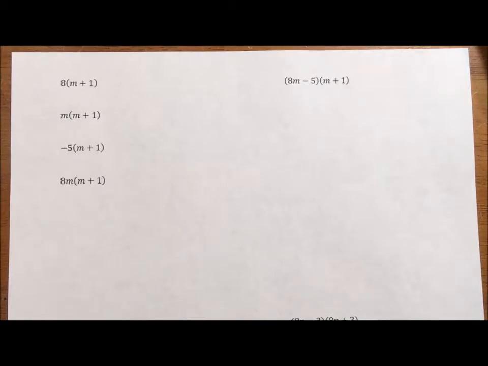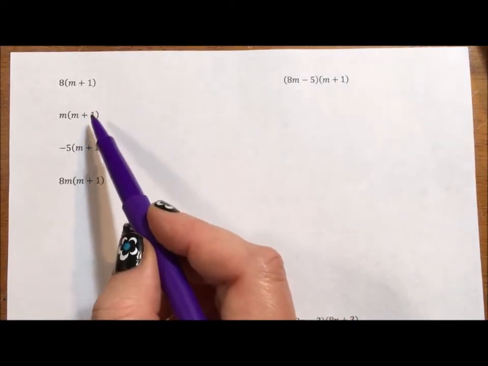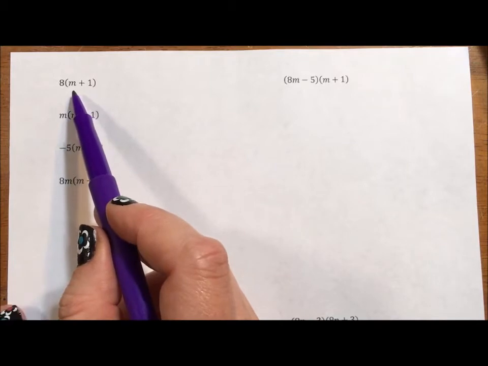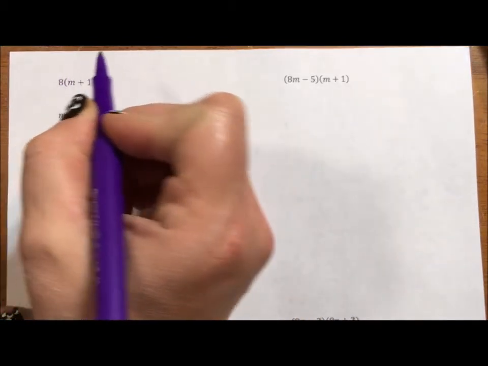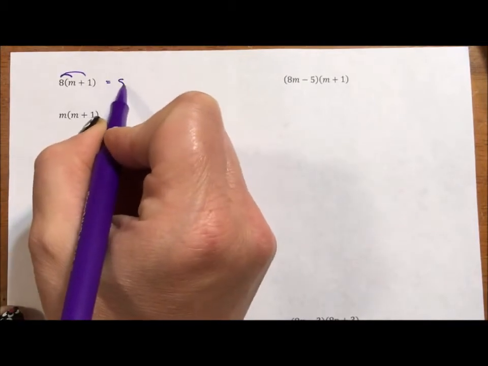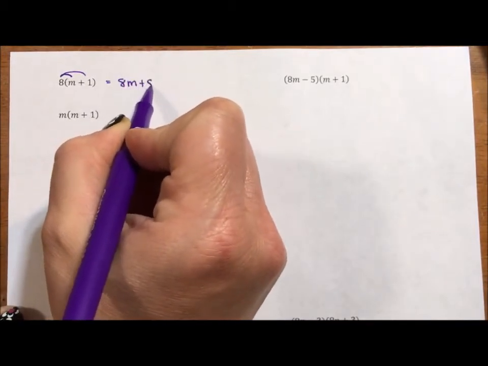Today I'm doing a series of videos on polynomials, and this video is specifically on multiplying polynomials. In this first example, what I have is a monomial, single term, multiplied to a binomial. And what we're doing is using the distributive property. This 8 distributes in, and I get 8m plus 8.